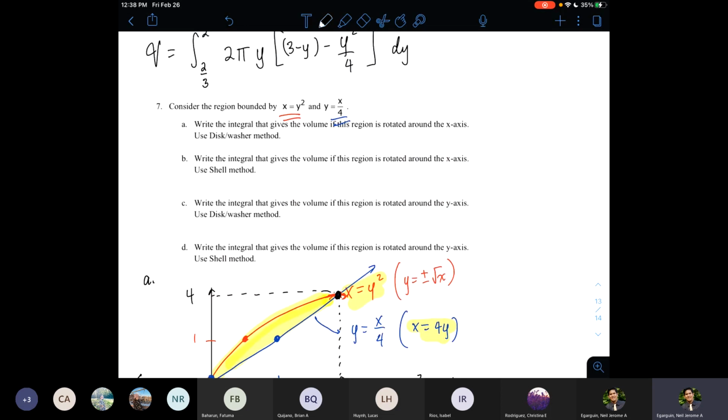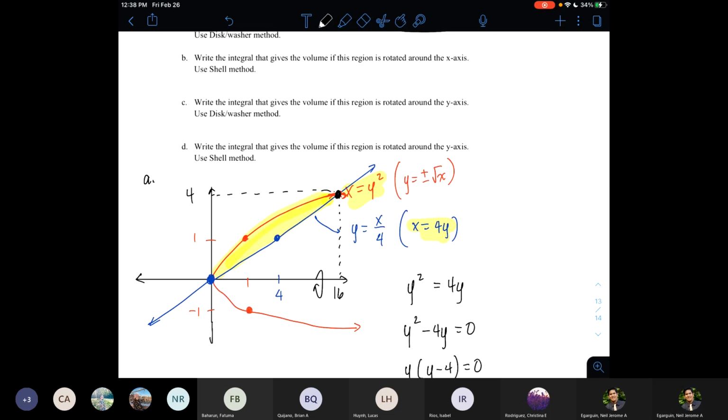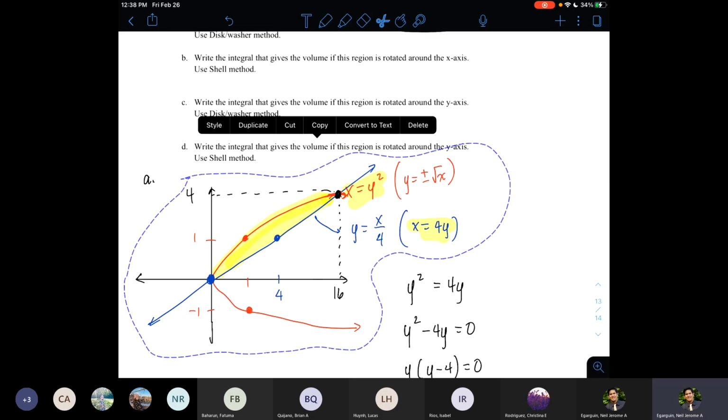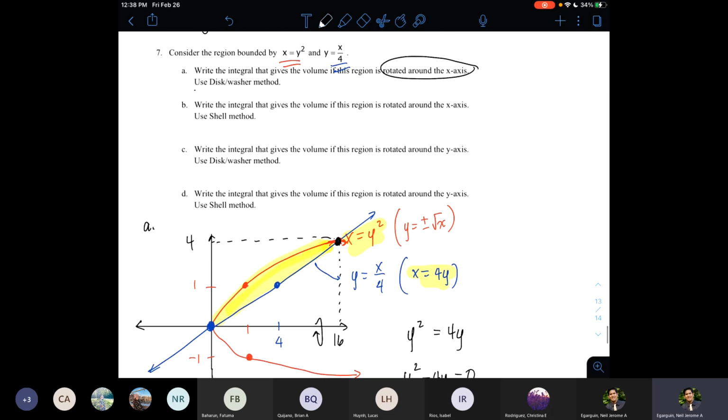Problem A tells us to set up the integral that will give the volume if the region is rotated about the x-axis. Okay. And hold on, let me just copy the figure for our next problem, for the next sub-problem. Okay, here we go. So we will revolve it around the x-axis, but problem A requires us to use the disk or the washer method.